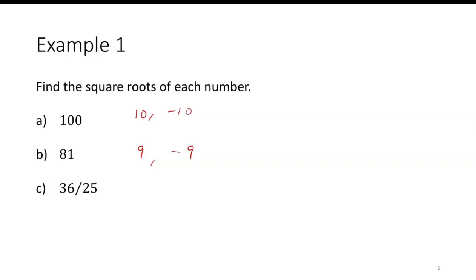36 over 25, well, the square root of 36 is 6 and -6. The square root of 25 is 5 and -5. So we have positive 6/5 and negative 6/5.